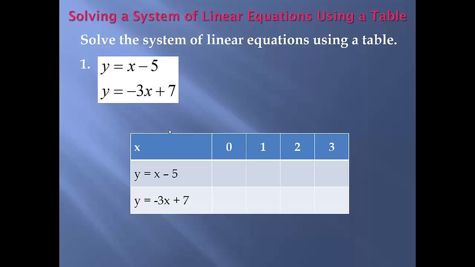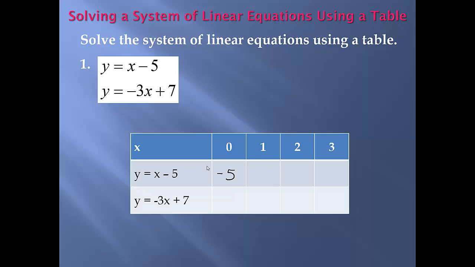We're going to go ahead and fill out our table, and we're going to use the x values of 0, 1, 2, and 3. So we'll plug these x values in and solve for y for both equations. So let's start with the first one, y equals x minus 5. I'll first plug my 0 in for x, so 0 minus 5 is negative 5. So y equals negative 5, which is my ordered pair 0, negative 5.